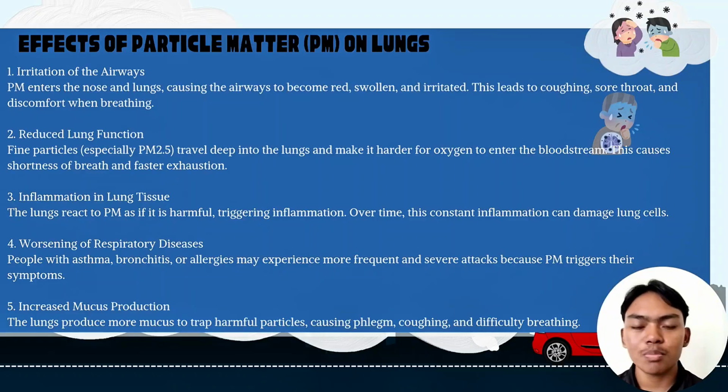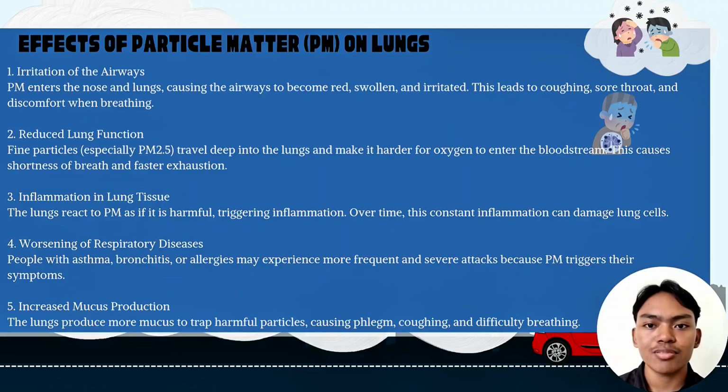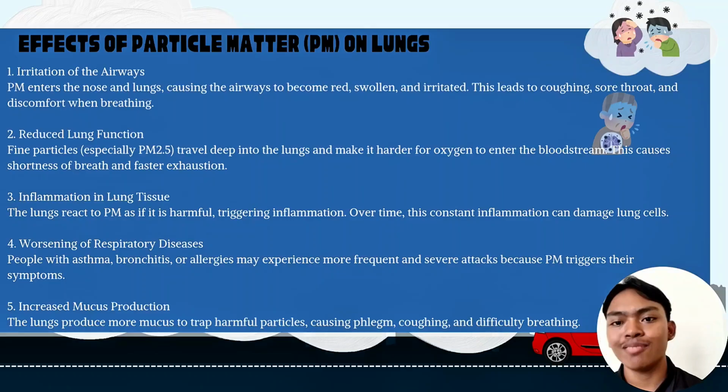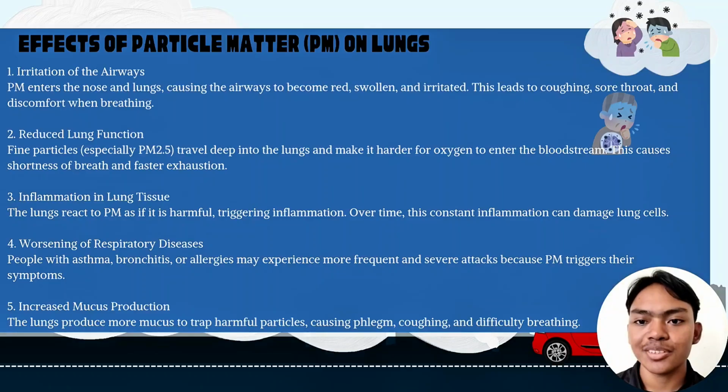Fine particles, especially particulate matter that has a size of 2.5 micrometers, travel deep into our lungs and make it harder for oxygen to enter the bloodstream. This causes shortness of breath and faster exhaustion. Other than that, there is inflammation in lung tissue. The lungs react to particulate matter as if it's harmful, triggering inflammation. Over time, this constant inflammation can damage lung cells.